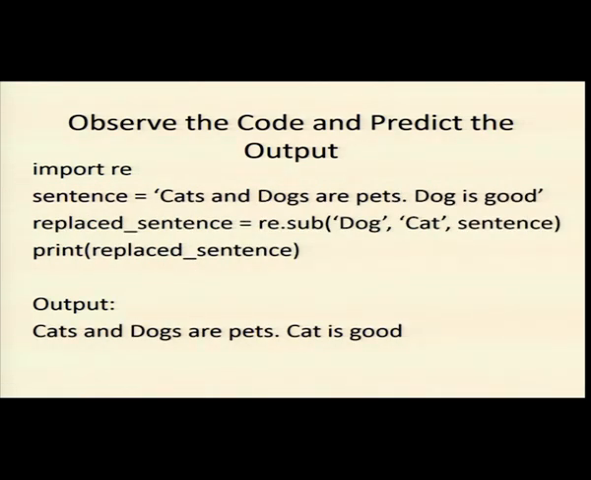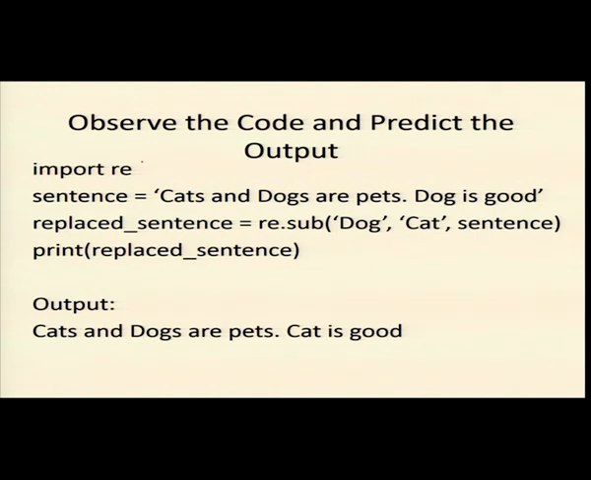Now, let us see this code and you predict the output. Import re. The reason I give so many examples is that so many modifications can be made with respect to regular expressions. So many changes, so many ways you can write the code. So, in order to become an efficient programmer, we require many examples. So, here import re, sentence equal to "cats and dogs are pets, dog is good."